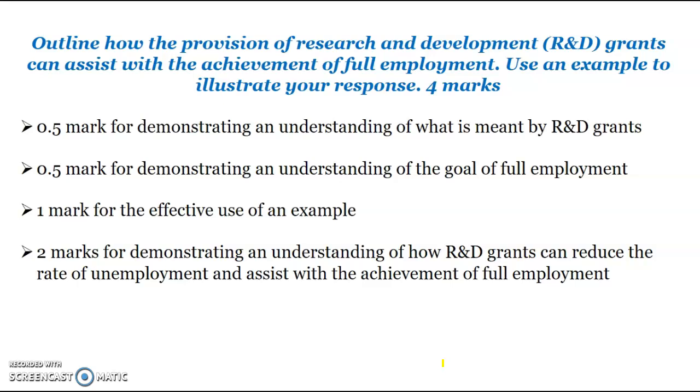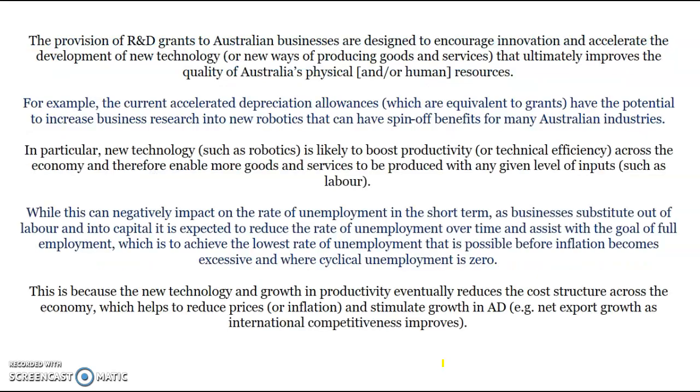This one's about research and development grants and how it can create full employment. So you explain what research and development grants are, that they can be used for things like, so accelerated depreciation allowances are an example. They can allow firms to invest in things like new robotics, new technology, that help to boost productivity across the economy, which allow us to produce more goods and services.